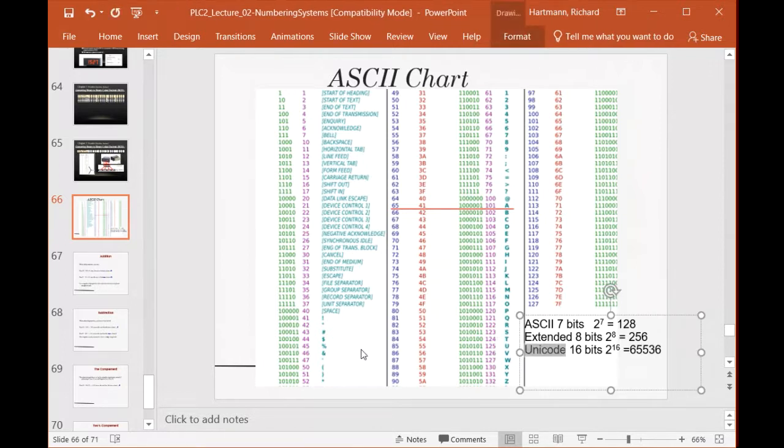One thing extra I want to say about the Unicode is that the first 256 values is the extended ASCII code. So the first 128 values is the ASCII, the original ASCII code. And then the next 128 values are the extended ones that were added. So the first 256 values of the Unicode are the extended ASCII code.